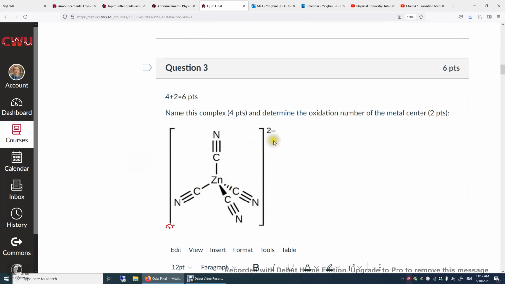Now this complex bears overall -2 charge. Each cyanido is -1 charge, so this zinc is zinc 2. The name is tetracyanidozincate with an oxidation number of 2. Again, if the complex bears a negative charge, you need to add -ate at the end of the name of the metal, so it's zincate, Z-I-N-C-A-T-E.